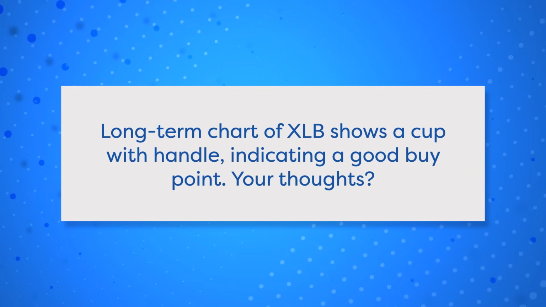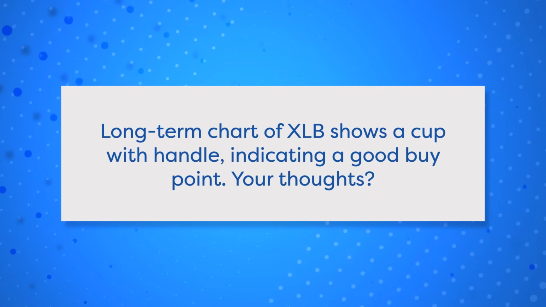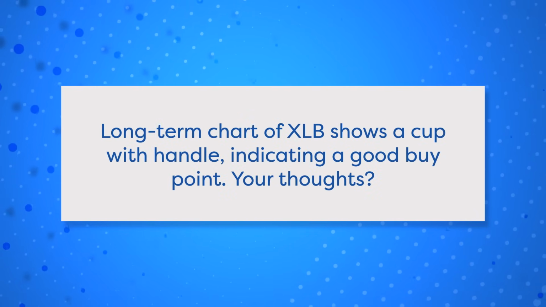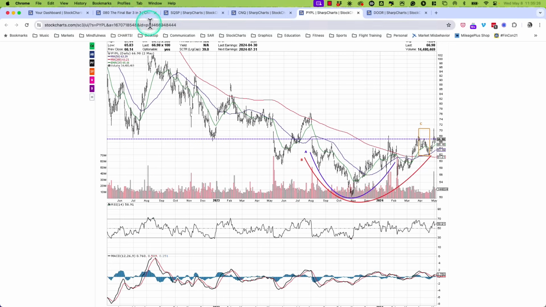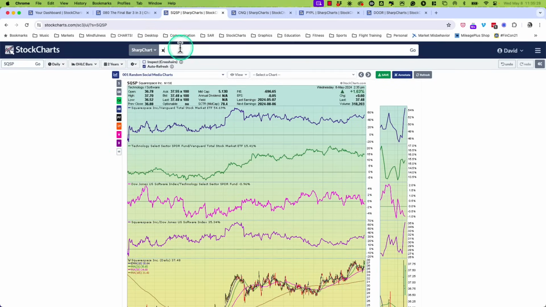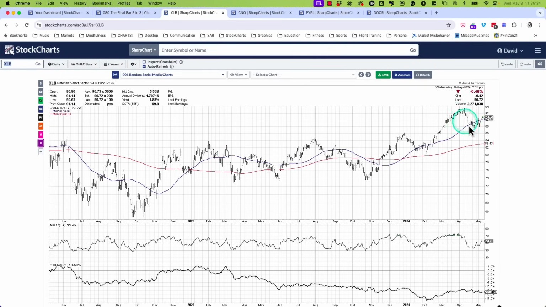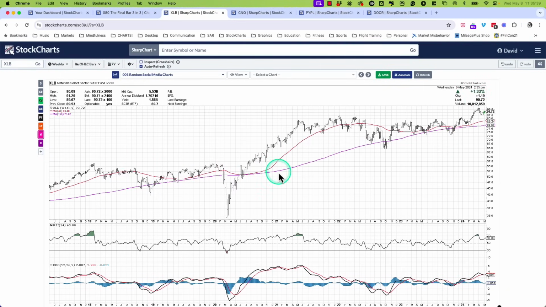Next question: the long-term chart of XLB, the materials sector, shows a cup with handle indicating a good buy point. Your thoughts? Really interesting question. Not even looking at the chart yet, I would say yeah, just because I have the chart in my head. The daily chart shows this recent breakout, the higher low here at 88. But looking at the weekly chart really shows the magnitude of this break. And I think this is what you're talking about. The energy sector, to be honest with you, looks kind of similar to this.